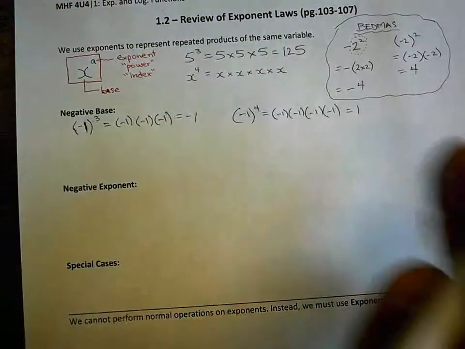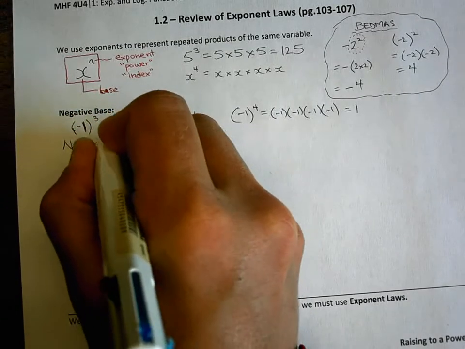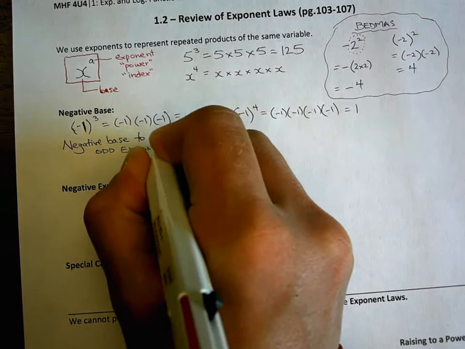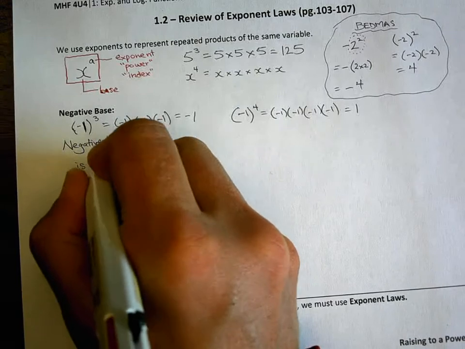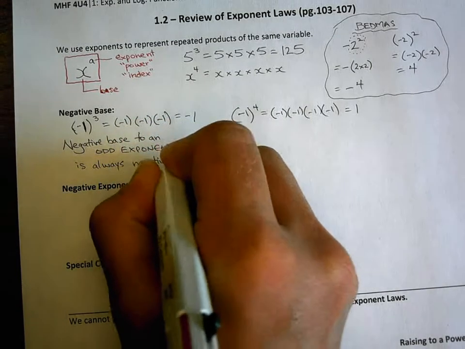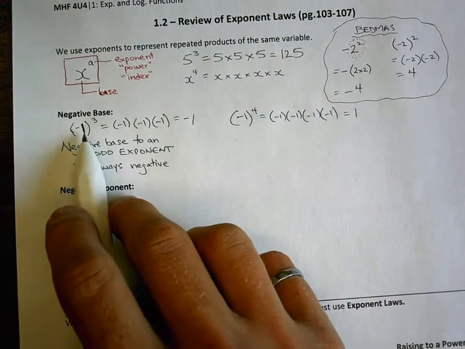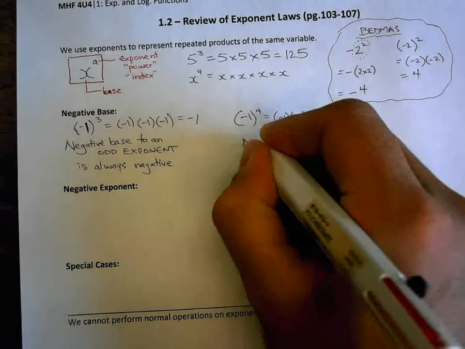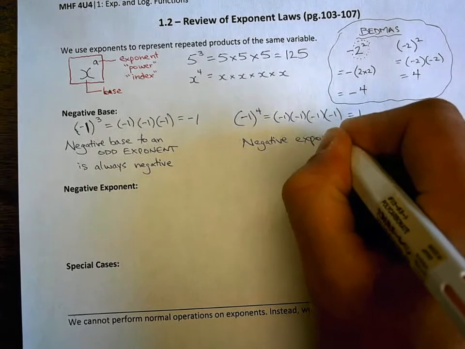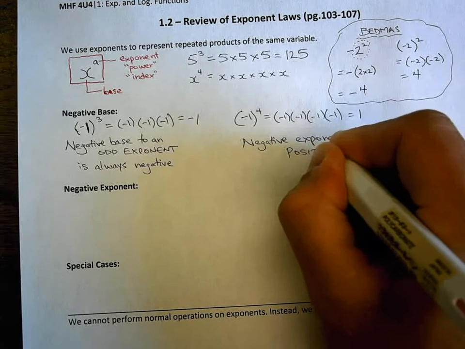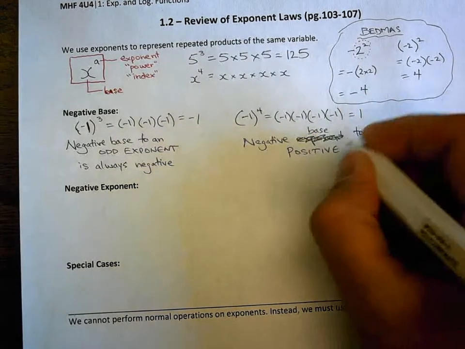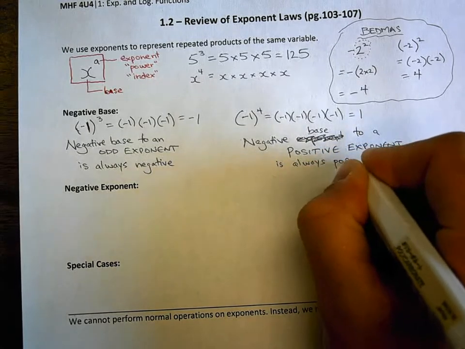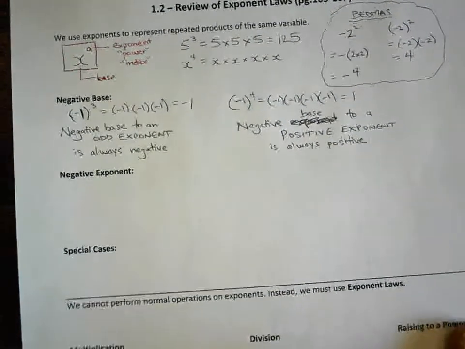This is a kind of an important little pattern. A negative base to an odd exponent is always negative. So -1 to the power of 101 is going to be negative, right? Anytime it's an odd number here. This can be useful when we're doing some more difficult algebra. And a negative base to a positive even exponent is always positive. Okay, so that's a little trick that we learned.